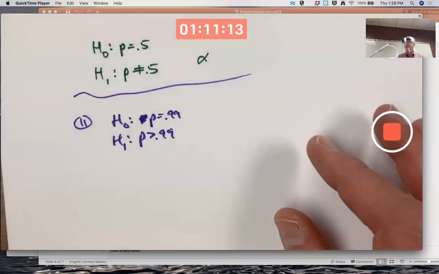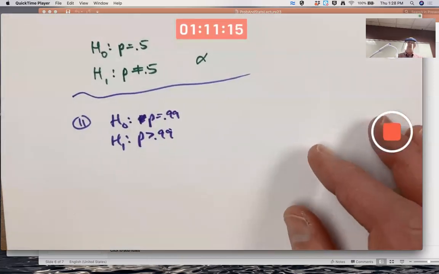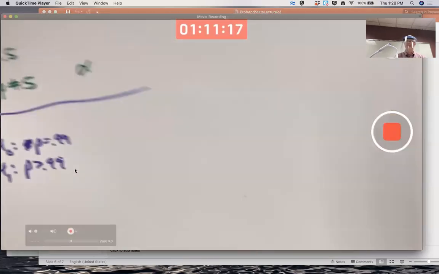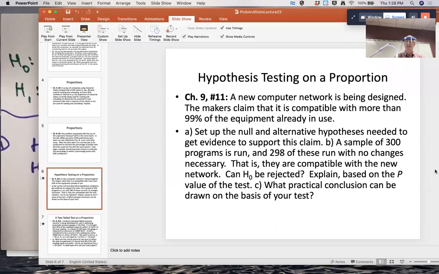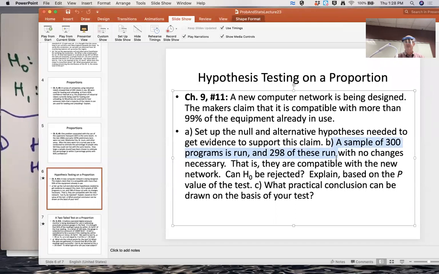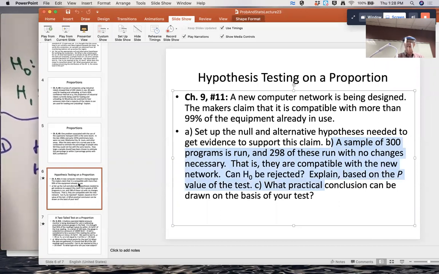Now, the company might say, yes, they want to prove their claim. So they want to reject it so they can say in their commercial that it's compatible with more than 99% of the equipment in use. A sample of 300 programs is run and 298 run with no changes, so it's compatible. Can the null be rejected based on the p-value? 298 out of 300.